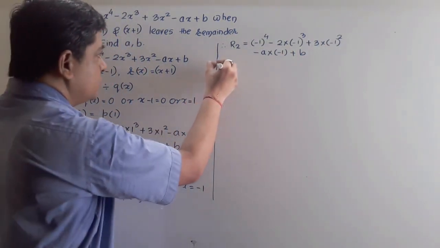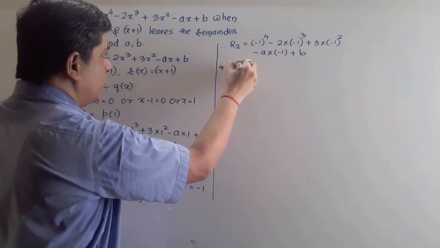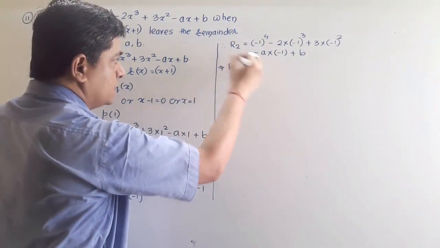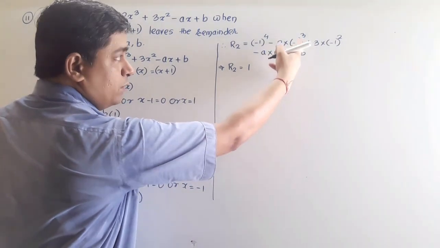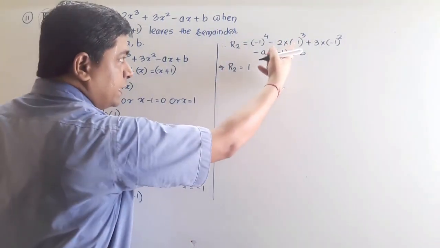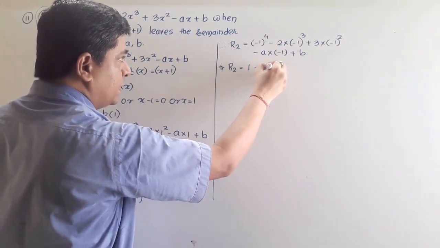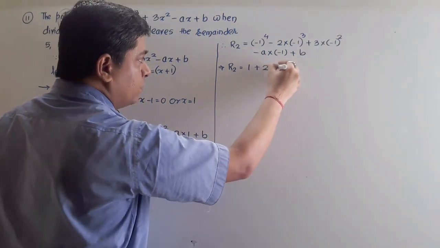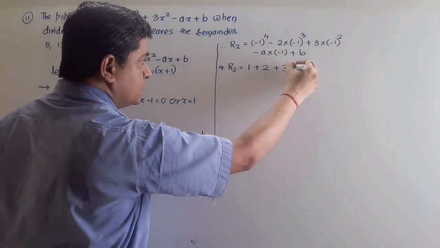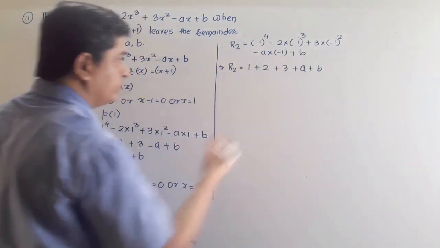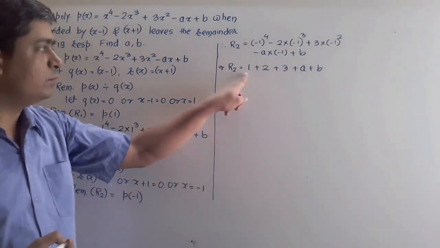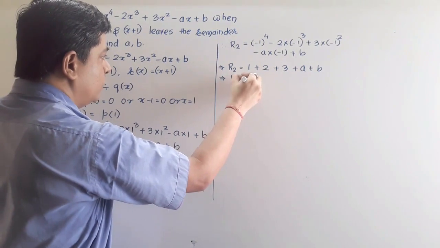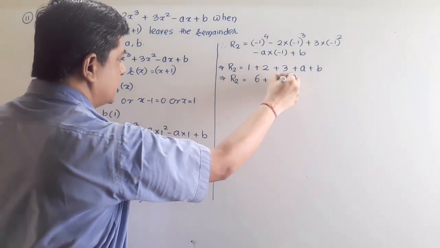Now let us simplify. The value of R2 will be equal to minus 1 to the whole power 4. Since the power is even, it will become positive. This is 1. Here the power is odd, so the minus sign will remain. That minus sign and this minus sign will be multiplied and the remaining is 2. Similarly, here the minus sign will be eliminated, so 1 into 3 will be equal to 3. And minus times minus here is plus a, plus b. Okay, so what I am getting finally: 1 plus 2 plus 3, that will be 6 here. So we can say that the value of R2 will be equal to 6 plus a plus b.